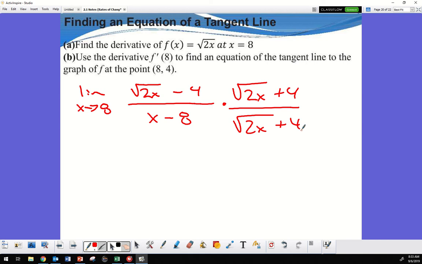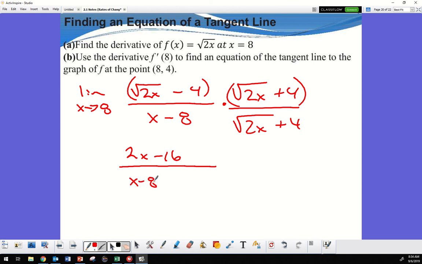So let's go ahead and do some distribution. Go ahead, distribute all of that. So you're going to end up with a 2x minus 16 over quantity x minus 8.